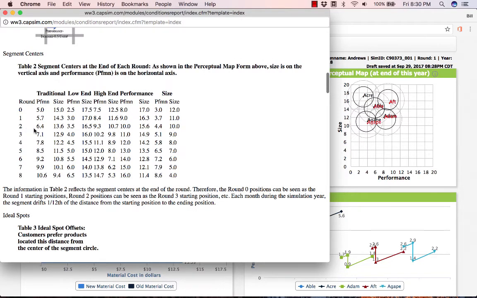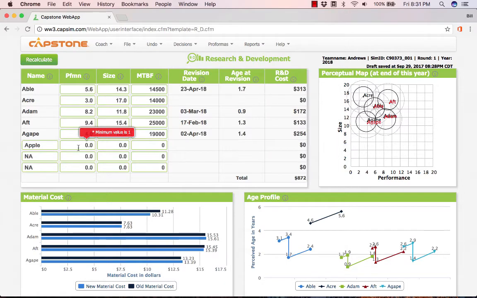Where are people going to want that in round 2 when Apple comes out? And so for traditional, I see they want 6.4 performance, 13.6 in size. Okay, so I am going to go back here, and I've got Apple. And, okay, get rid of that little red thing there. There we go. Okay, so for performance on Apple, it's going to be 6.4. And size is going to be 13.6.